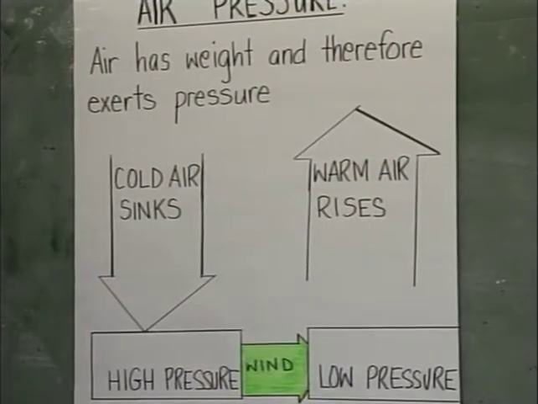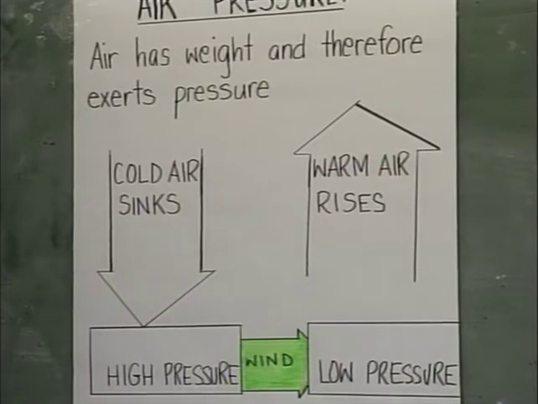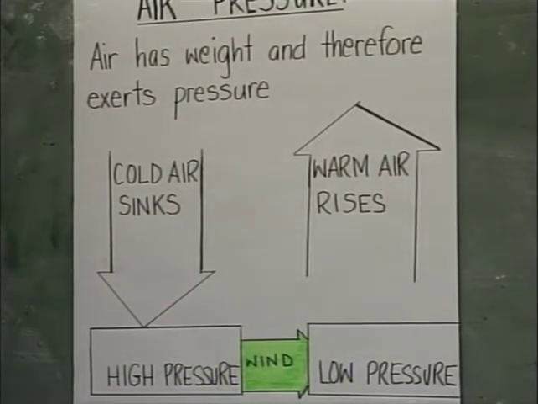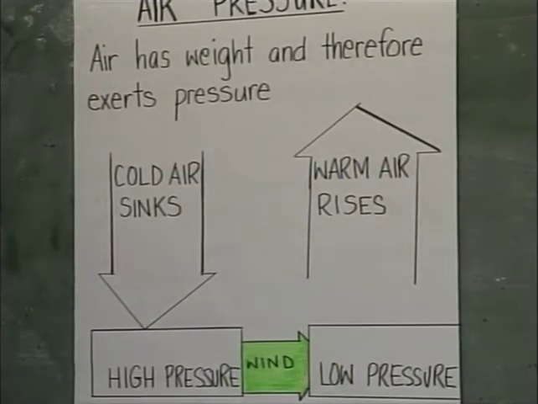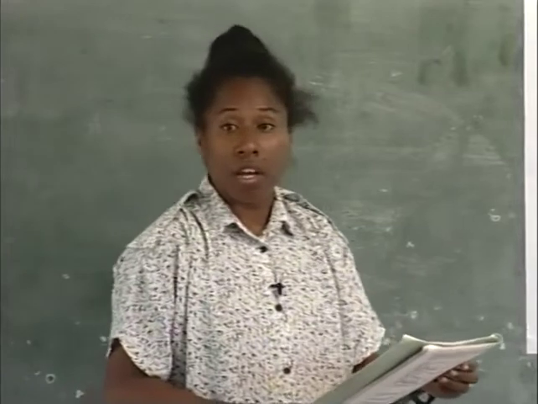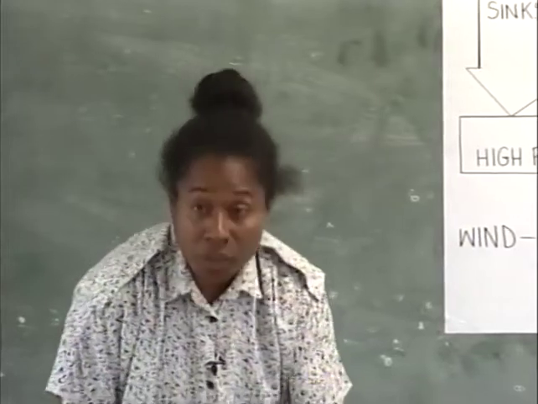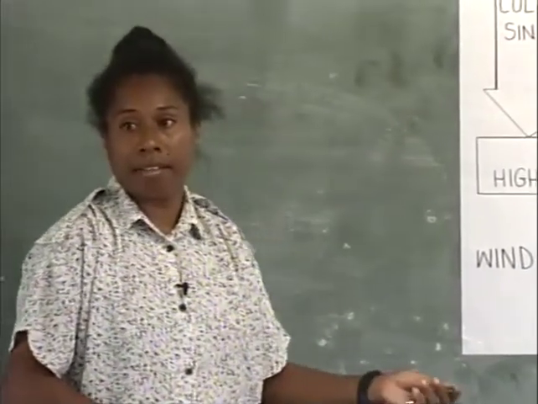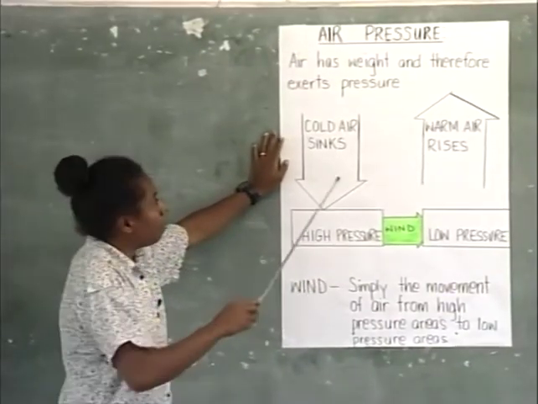We already found out that we can identify, by looking at the instrument that is used for measuring air pressure, whether an area has high pressure or low pressure. Any pressure that reads between 950 to 1,010 millibars is said to be low. Any air pressure that is between 1,010 to 1,045 is said to be high. But what causes the high pressure and the low pressure? We come back now to this diagram here.